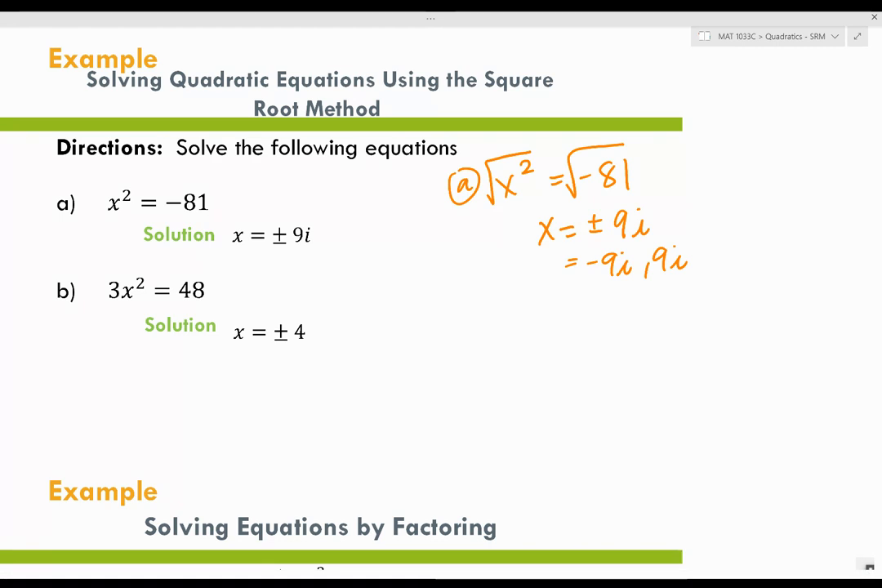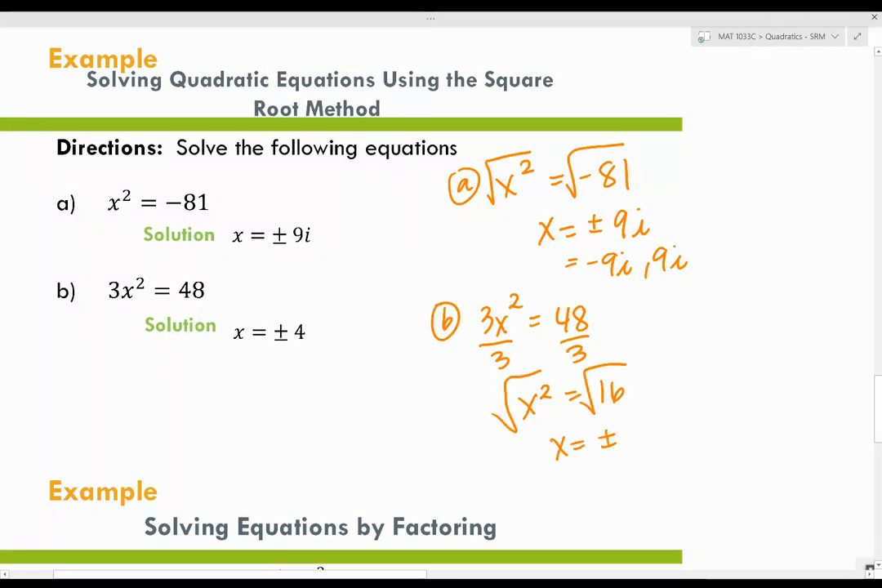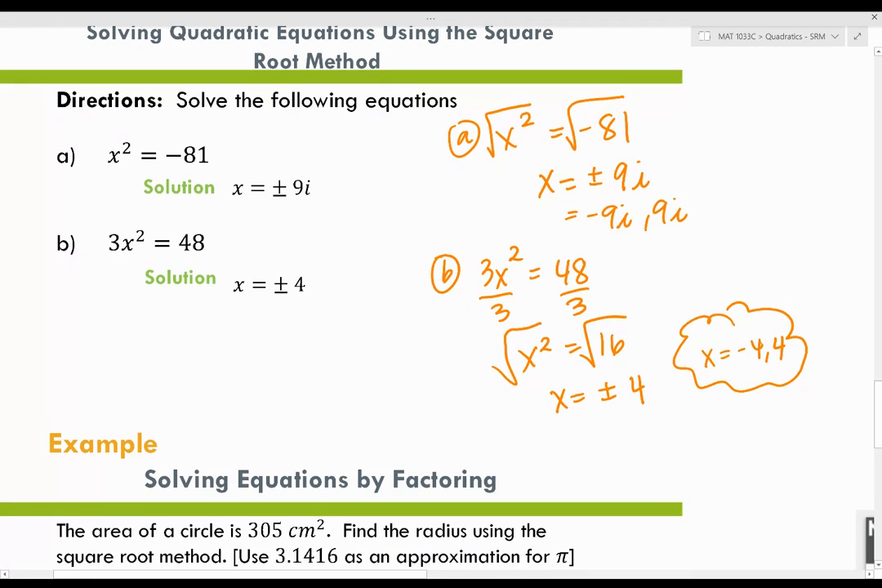All right, let's look at B. So for B, we have 3x squared equals 48. The squared quantity needs to be isolated, so I'm going to divide both sides by 3 first. So that's going to give me x squared equals 16. Now that the squared quantity is isolated, I'm going to take the square root of both sides. So that's going to give me x equals plus or minus the square root of 16, which is 4. So once again, I have two answers, x equals negative 4 and x equals positive 4. Cool.